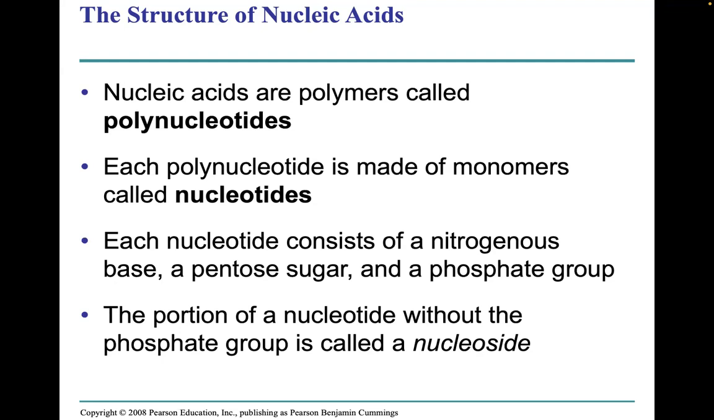Each nucleotide consists of a nitrogenous base, a pentose sugar, and a phosphate group. Pentose sugar is a kind of sugar which has a 5 carbon chain, which is why it's called pentose. The nitrogenous bases are A, U, C, G, and T, while the phosphate group is the phosphate we usually know. The portion of a nucleotide without a phosphate group is called a nucleoside.